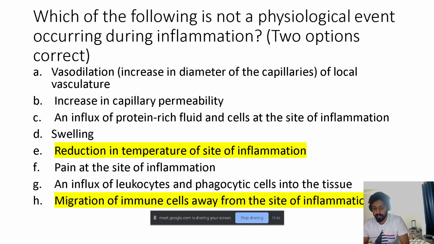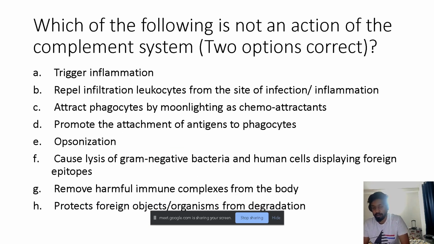Yeah, the previous question. There is no reduction in temperature at the site of inflammation, and there is no migration of immune cells away from the site of inflammation. In fact, the migration happens towards the site of inflammation, and there is a slight increase in the temperature. Oh, thank you, sir.